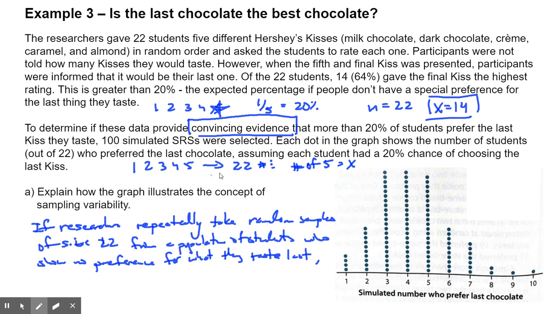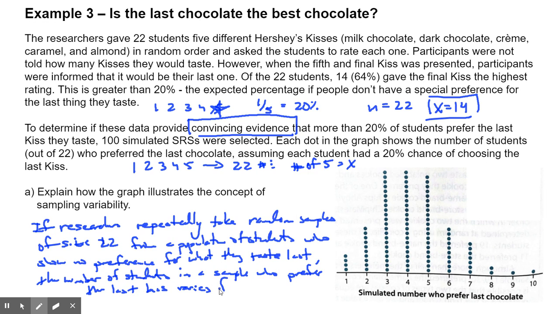So this is showing us what we did, right? Assuming each student had a 20% chance of choosing the last kiss, assuming that there's no preference, the number of students in a sample who prefer the last kiss varies from, and now we just look at our numbers from 1 to 10.